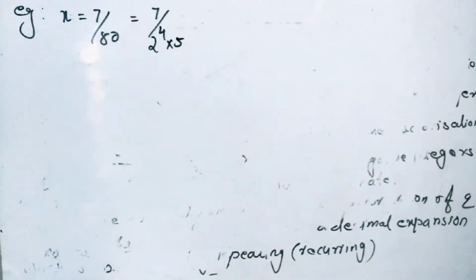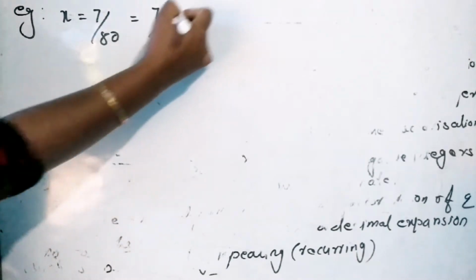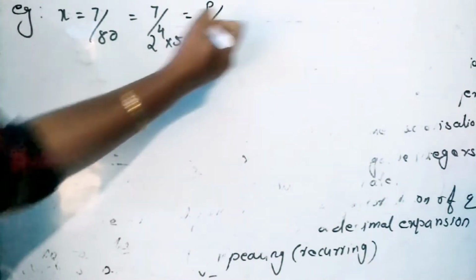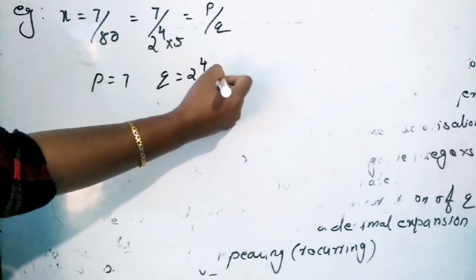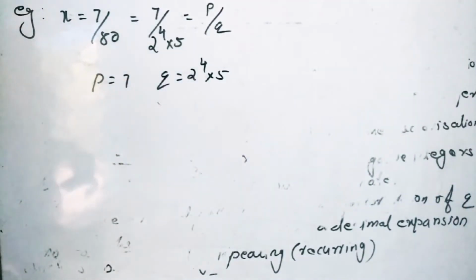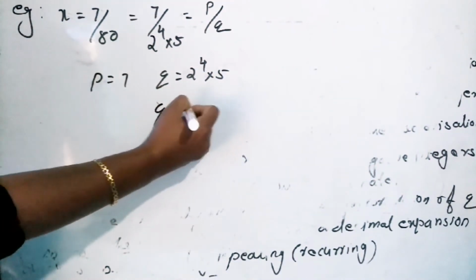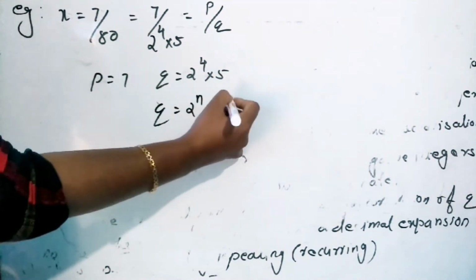2 raised to 4 into 5. Now, if you compare it with p by q, p is equal to 7 and q is equal to 2 raised to 4 into 5. There is no common factor for this p and q, that means they are co-prime. Okay. Now, our q is of the form 2 raised to n into 5 raised to m.